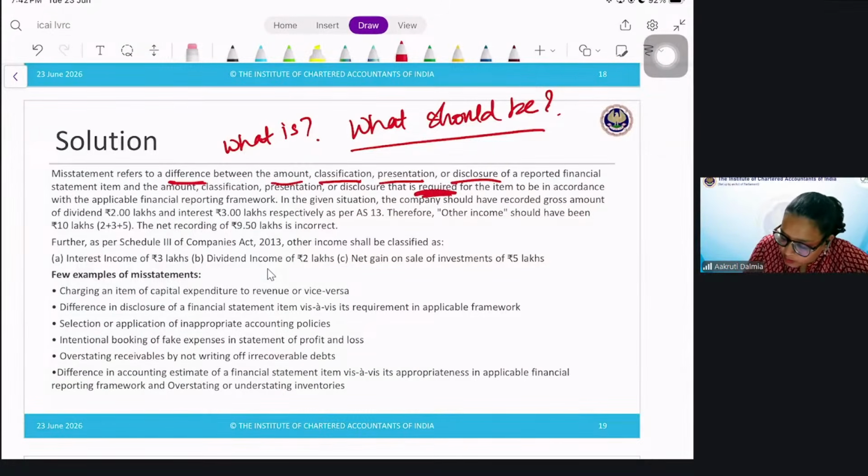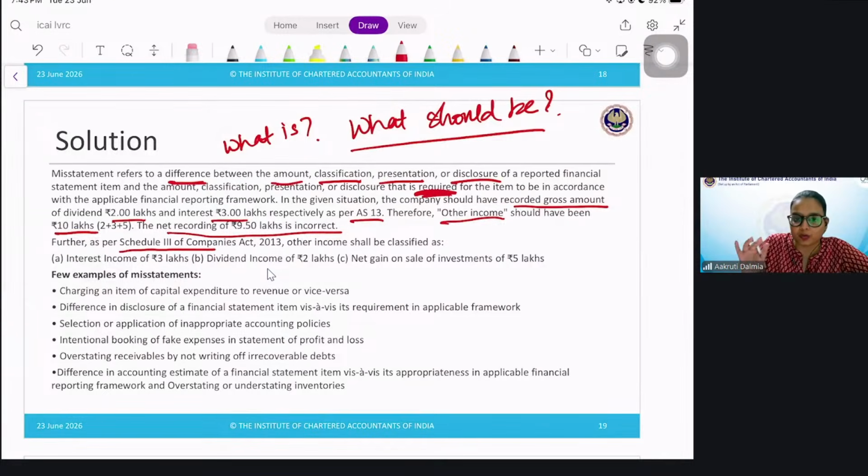In the given situation, the company should have recorded gross amount 2 lakhs, 3 lakhs as per AS 13. See, AS 13 is mentioned here. And other income should have been 10 lakhs. That is why 9.5 is not correct. Further, as per Schedule 3, so Companies Act knowledge, okay? Other income should be classified as interest income of 3 lakhs, 2 lakhs, and 5 lakhs separately.